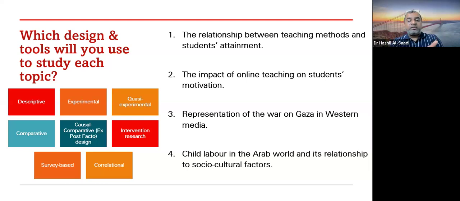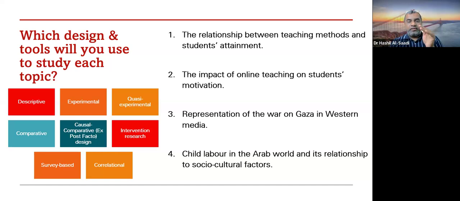So while doing, for example, correlational research by looking at the relationship between teaching methods and students' attainment, this is a correlational design. You can do that. You are also doing the descriptive at the same time. You can use the survey, for example, to find out, or by looking at the test results and so on.